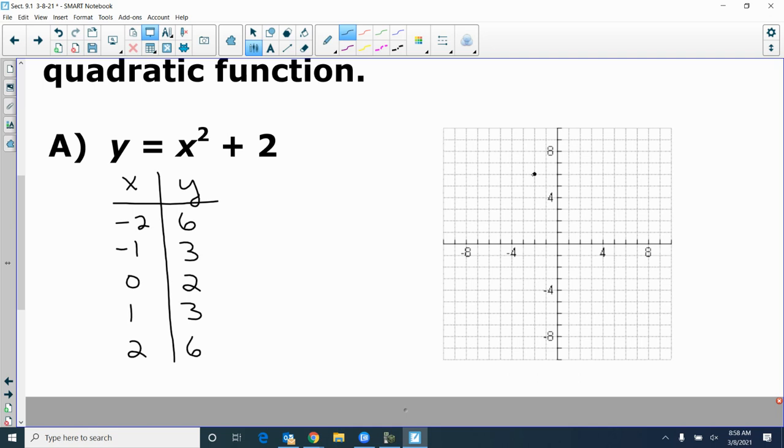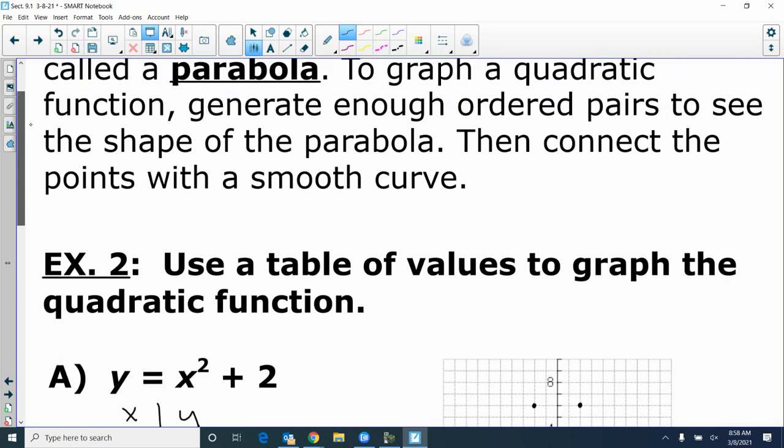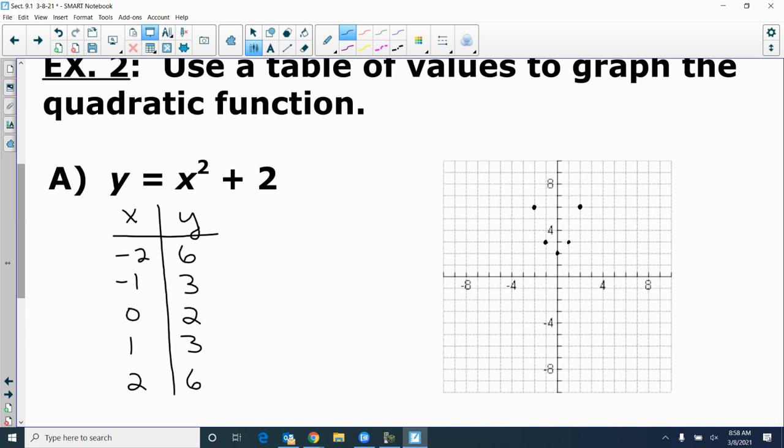So -2, 6, put a dot there. -1, 3, 0, 2, 1, 3, 2, 6. Now up here, it says connect the points with a smooth curve. Go past your first point and your last point just a little bit. Make sure you put arrows on the graph because it doesn't just stop there. It keeps going infinitely up. So it should look like a little bit of a U. Okay, actually connect them. Put arrows on it.